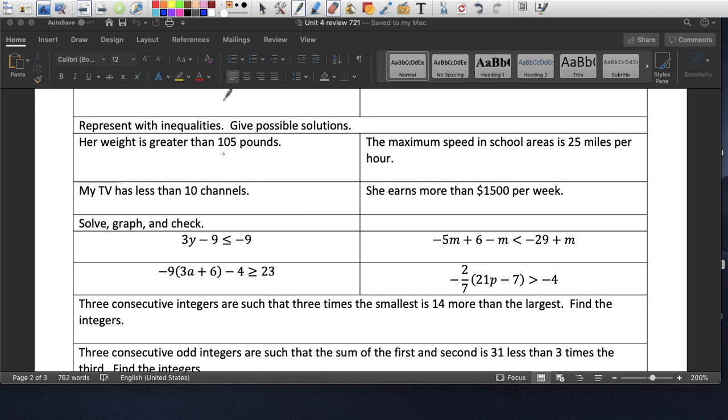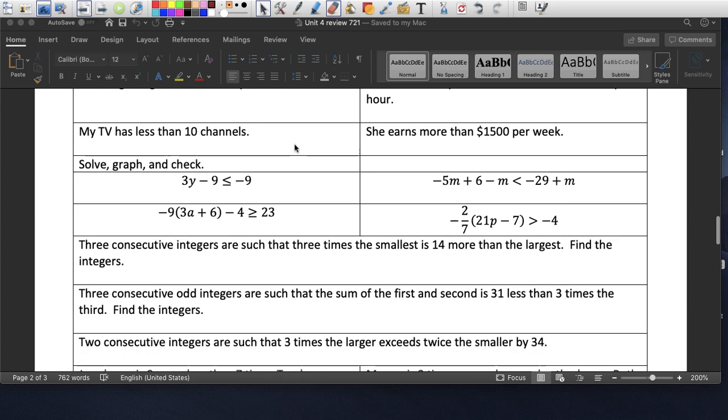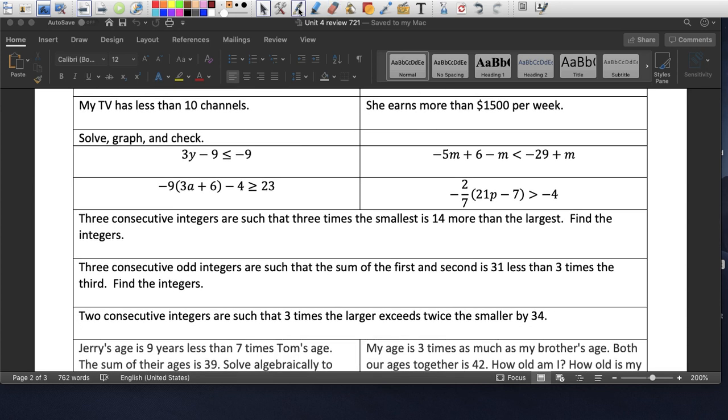Solve, graph and check, no thank you. So if I were to do this, I have room here, so 3y minus y less than or equal to negative 9 plus 9 on both sides. We're going to get 3y less than or equal to 0. y is going to be less than or equal to 0, so we graph.